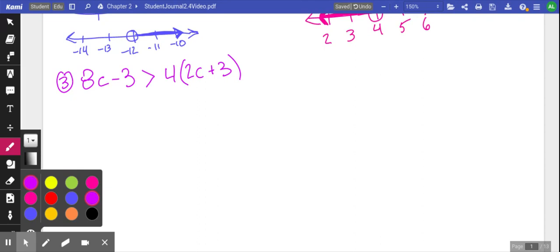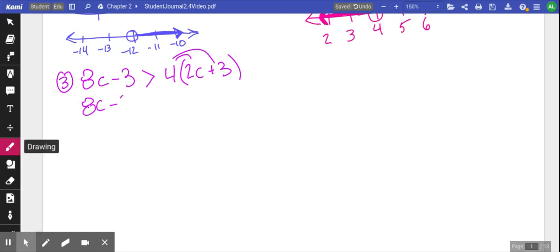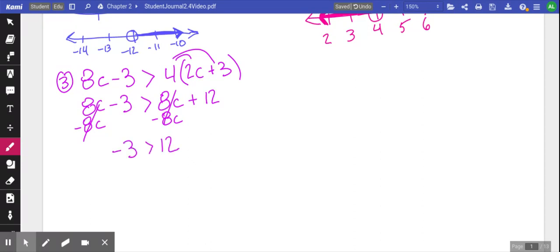First, just like in an equation, I want to distribute out my 4. So 8c minus 3 is greater than 8c plus 12. Just like in the problem I just did, if I have a variable on both sides of my inequality, I'm going to subtract, so move them all to one side. I've got 8c right here, so I'm going to subtract 8c from both sides. That cancels out this 8c and this 8c, so I'm left with negative 3 greater than 12.